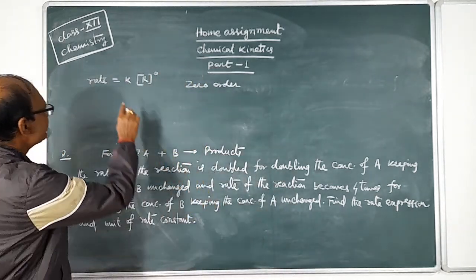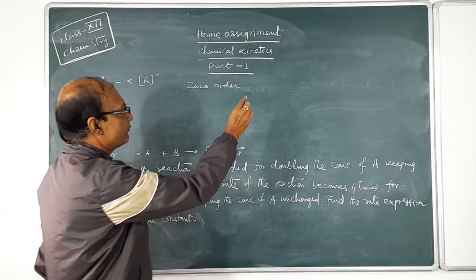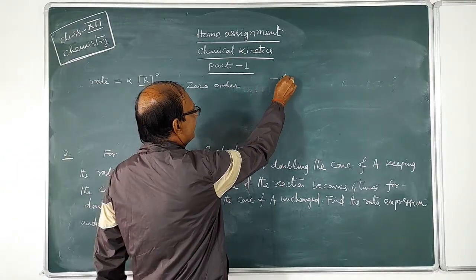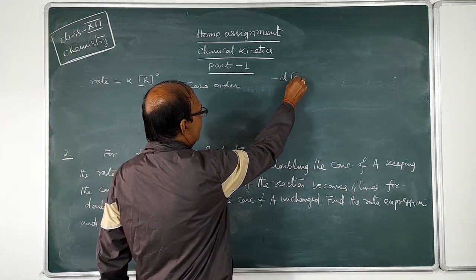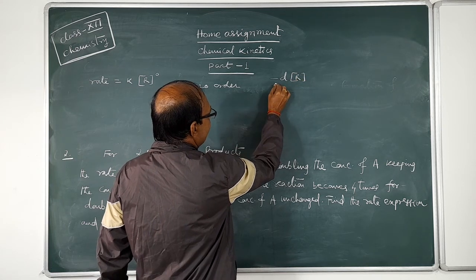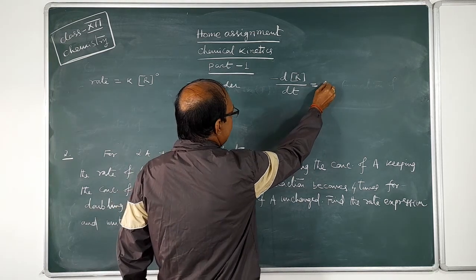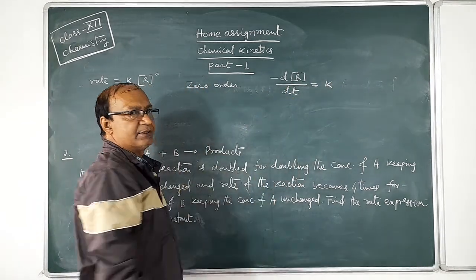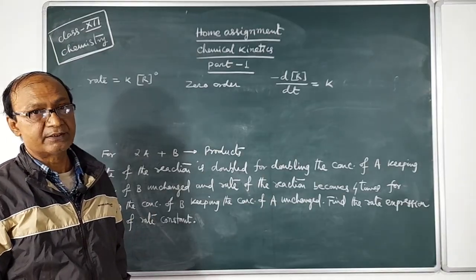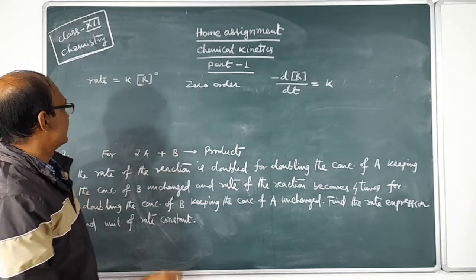Secondly, the differential form of a zero order reaction is minus d[R] by dt equals K. Note it down: this is the differential form of a zero order reaction.